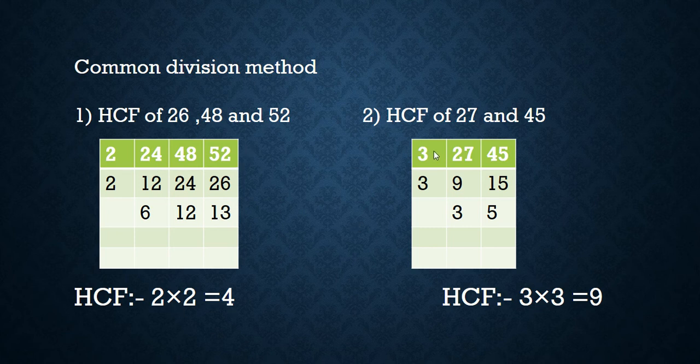Now similarly we will be doing the second sum, that is 27 and 45. We have to think in which table these two numbers together will be divided. So 3 9s are 27, 3 15s are 45. Again we'll divide by 3: 3 3s are 9 and 3 5s are 15. Now these two numbers will not be divided in the same table, so we'll write HCF is equal to 3 multiplied by 3, that is 9.